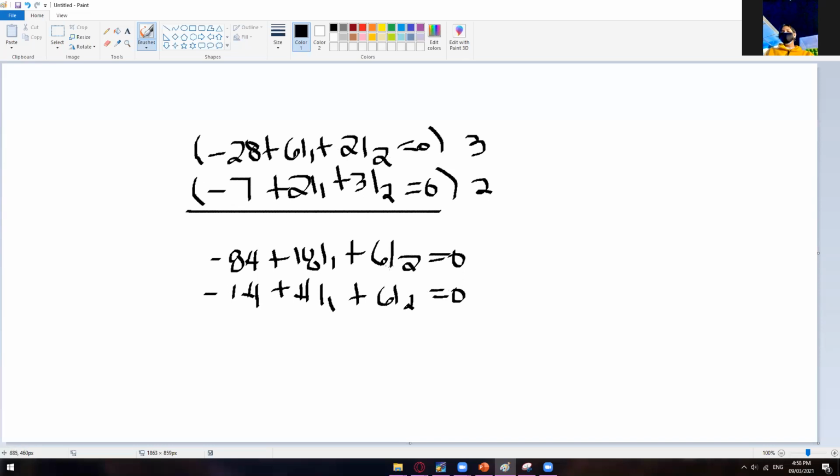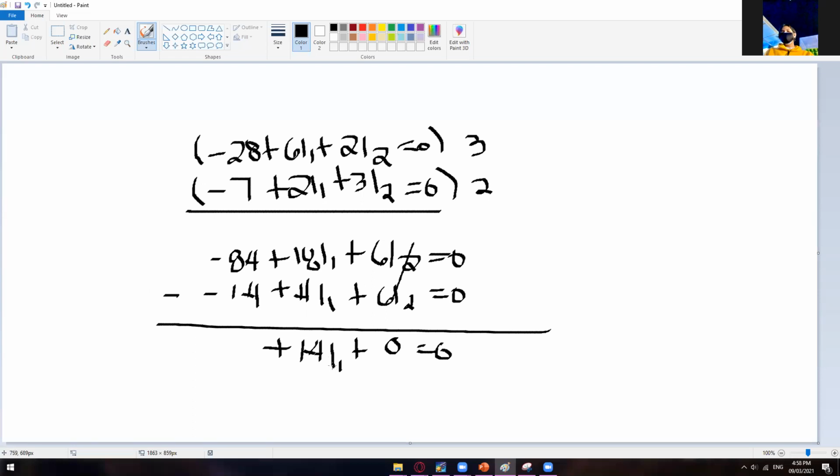So we now have the same value for equations 1 and 2, and then we just perform subtraction. 6 I sub 2 minus 6 I sub 2 is, of course, 0. And here, 18 I sub 1 minus 4 I sub 1 is equal to positive 14 I sub 1. And then right here, negative 84 plus 14, you'll get negative 70.